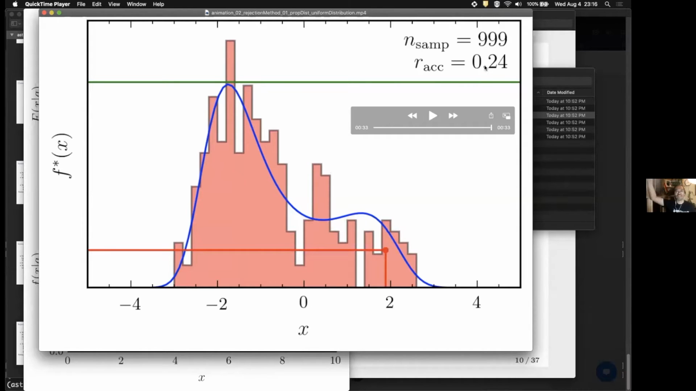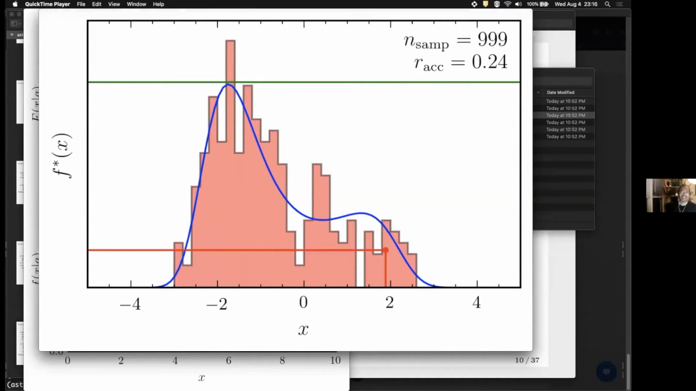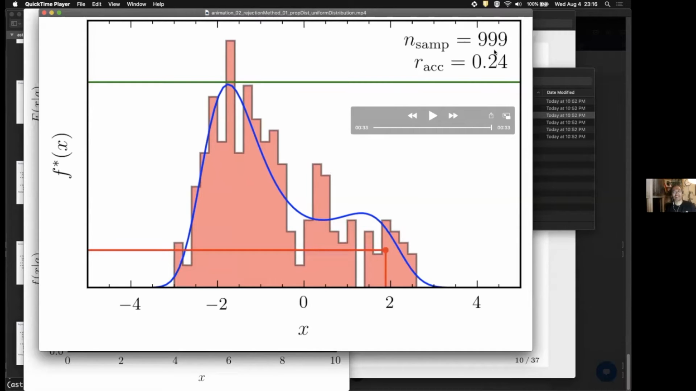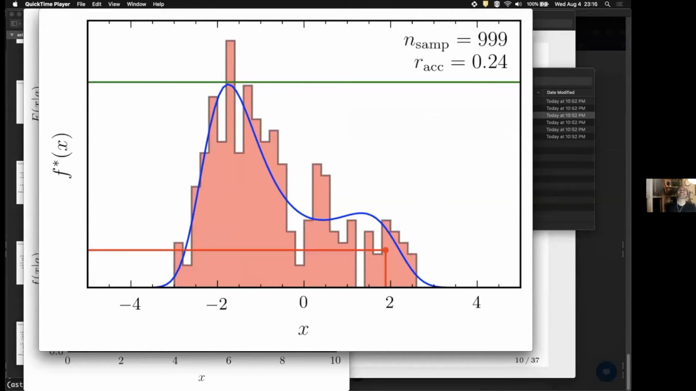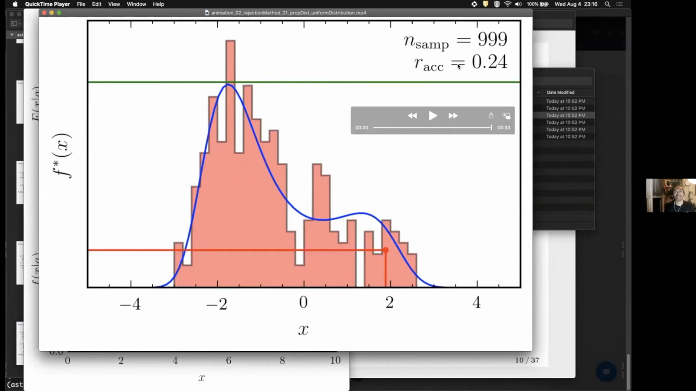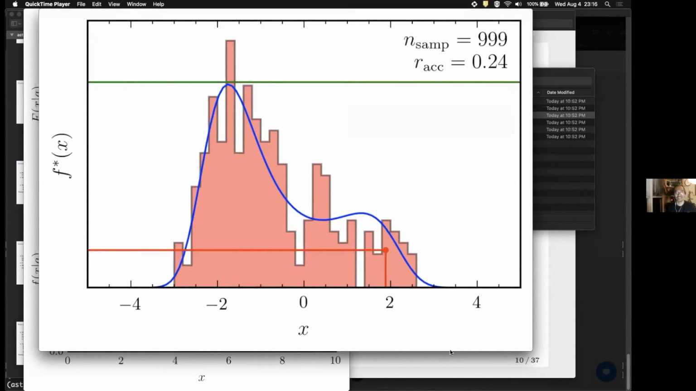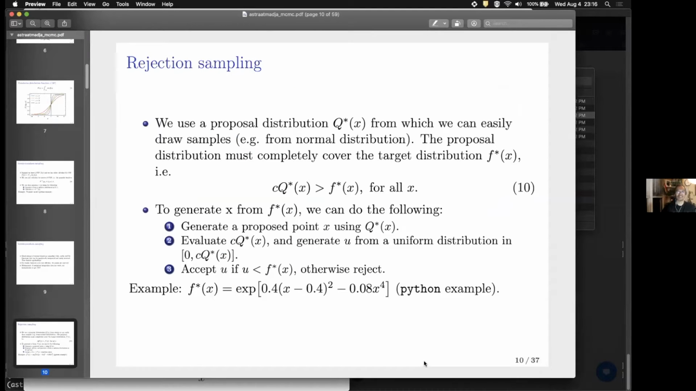of whatever is generated is kept. Maybe, I don't know, 7,500. Yeah, that's 4,000. So actually there are 4,000 samples generated here, but only 1,000 got accepted. So that's a problem.